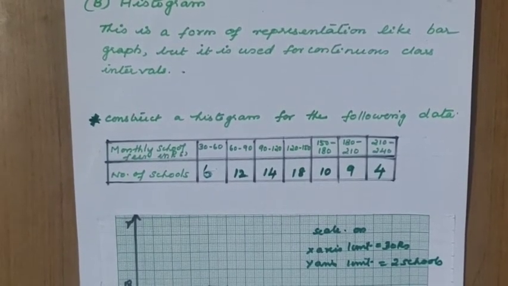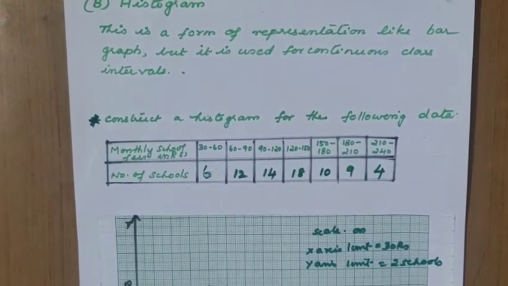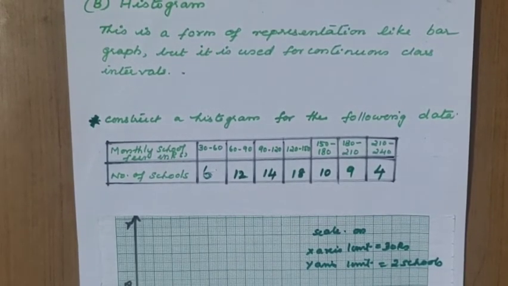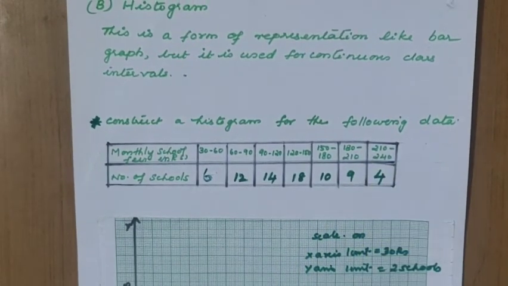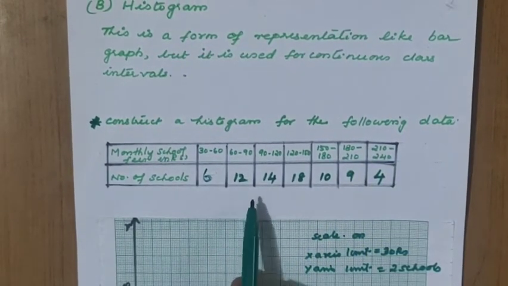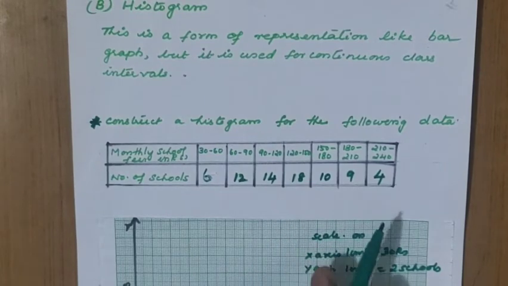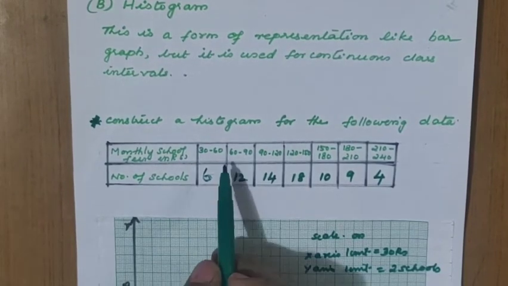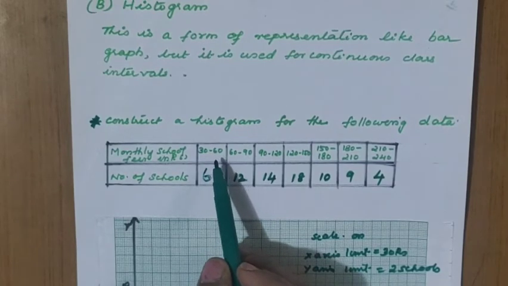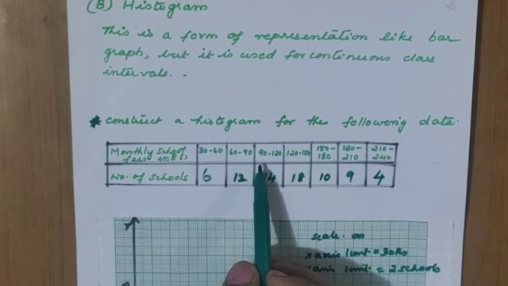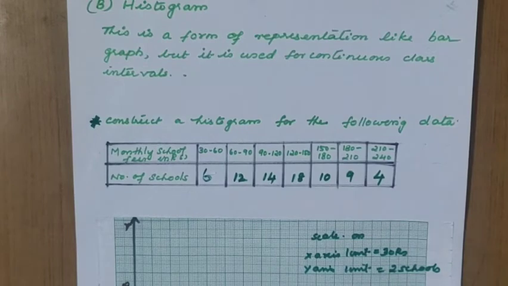Construct a histogram for the following data. Monthly school fee in rupees: 30 to 60, 60 to 90, 90 to 120, like that. The last class interval is 210 to 240. Number of schools: 6, 12, 14, 18, 10, 9, 4. Now using this we have to draw a histogram, which means bars only. But what is the problem here? It is continuous, there is no gap. 30 to 60, 60 to 90, 90 to 120, like that.